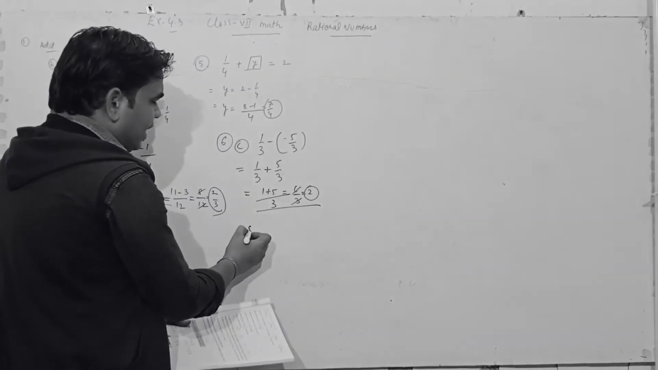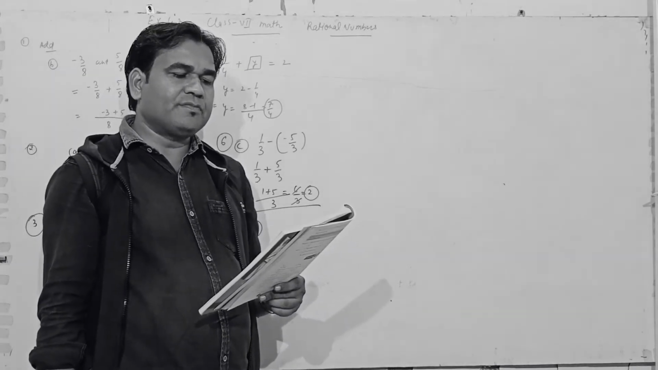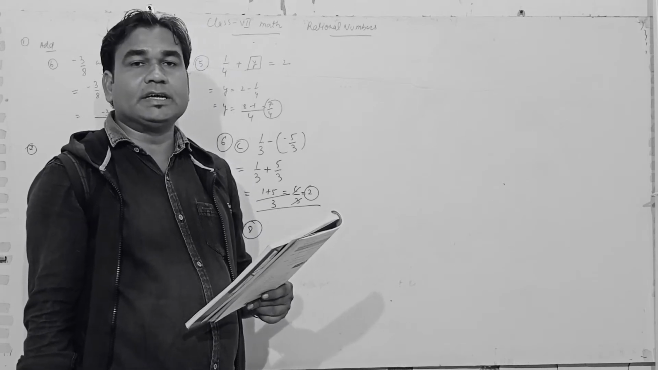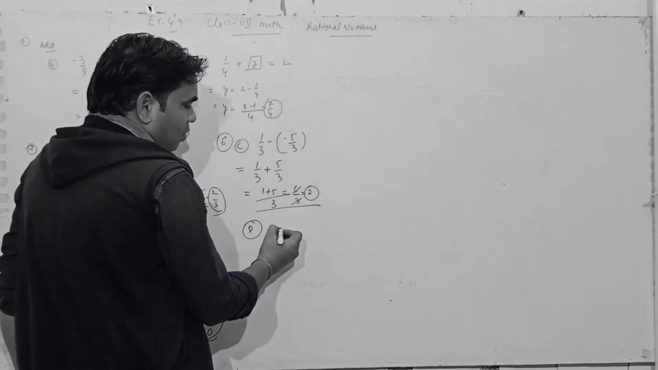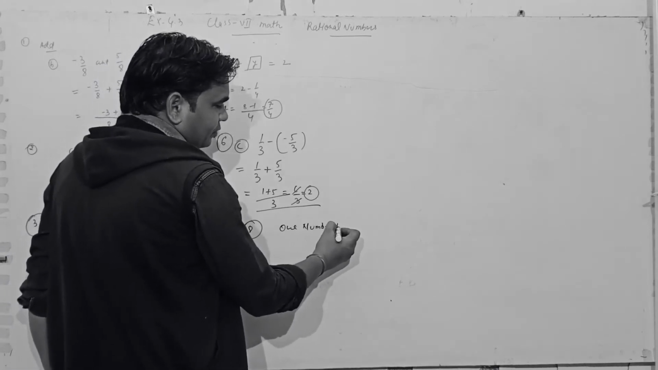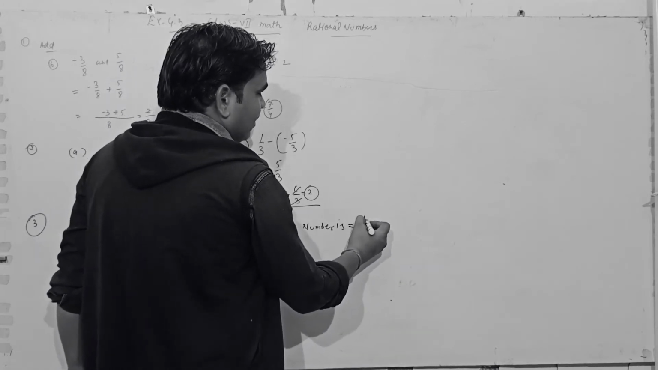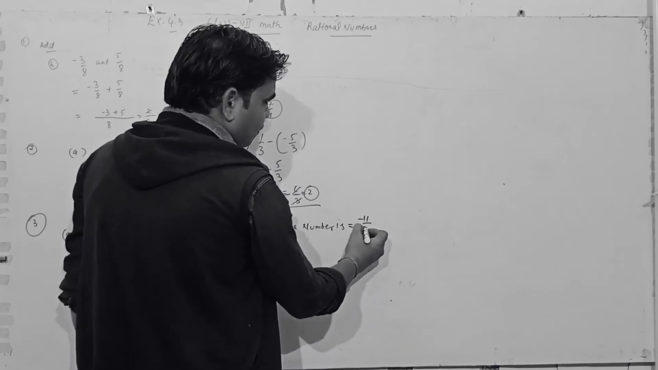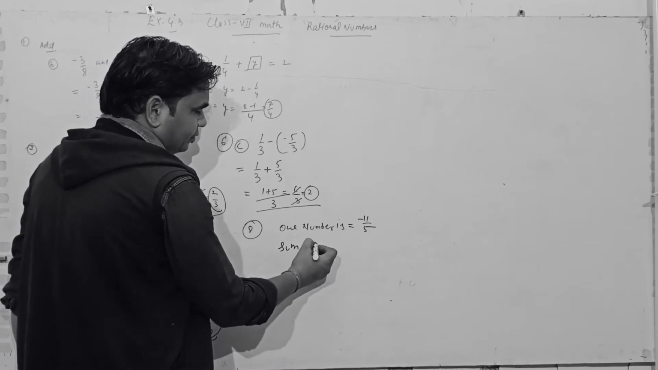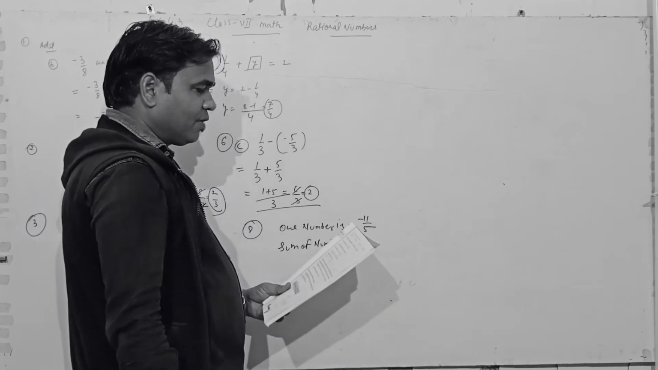Question number 8: the sum of two rational numbers is minus 4. If one of them is minus 11 over 5, find the other. So one number is minus 11 over 5, and the sum of the numbers equals minus 4.